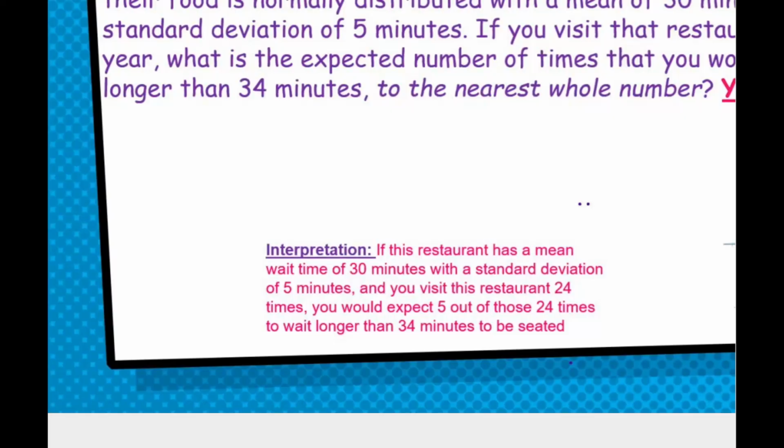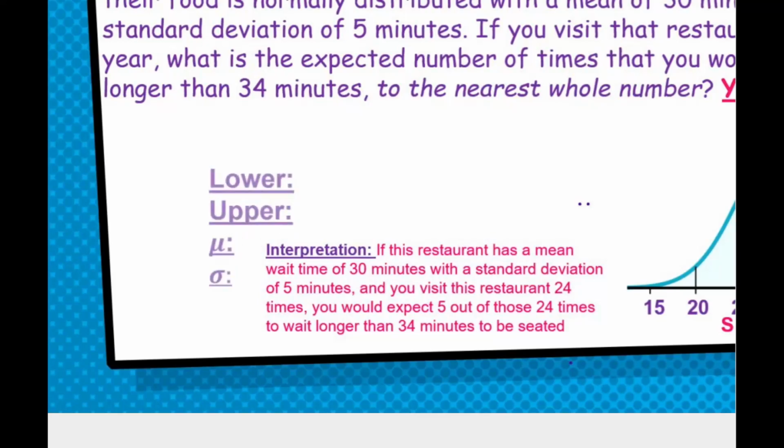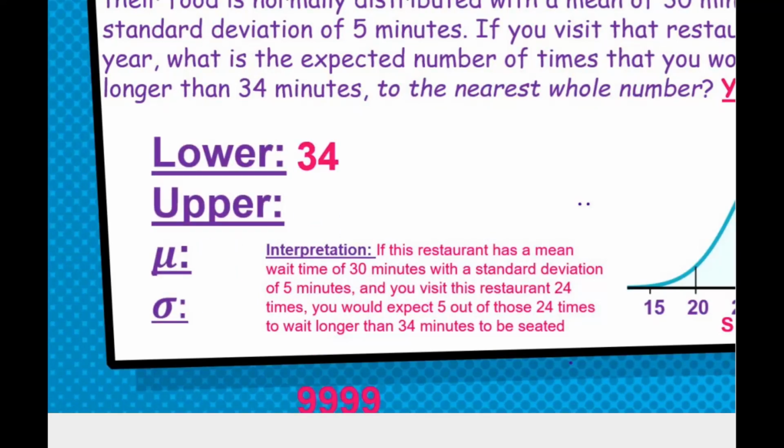So we're going to set this up like we did previously. Here's our restaurant. Our mean's in the middle at 30, with a standard deviation of 5 minutes above and below, label 3 above, 3 below. And then we're going to figure out where we need to shade. So we're looking at longer than 34 minutes. I'm going to put a little mark approximately where 34 minutes would be and shade to the right of that, because that's going to represent the times longer than 34 minutes. Since I'm on the right, I'm going to find that proportion.